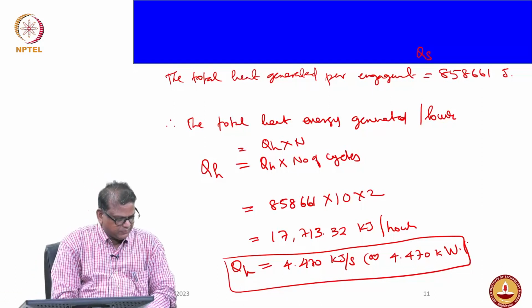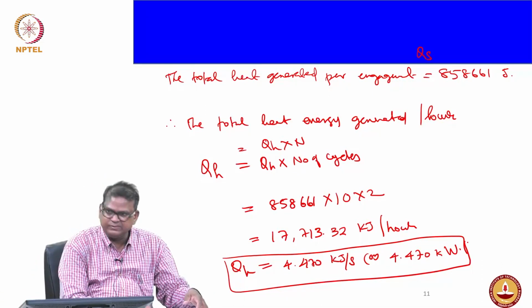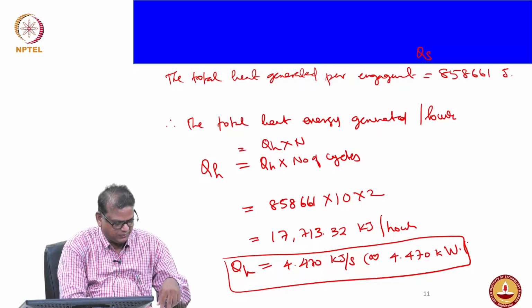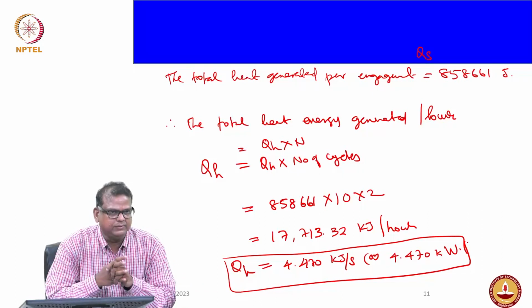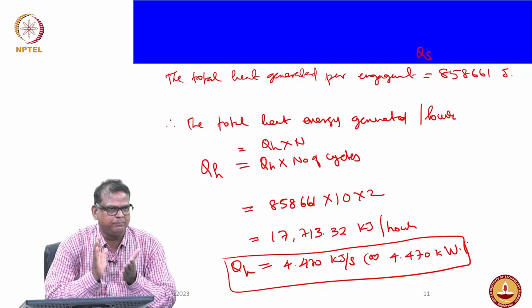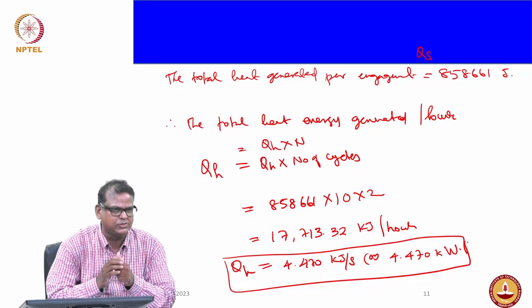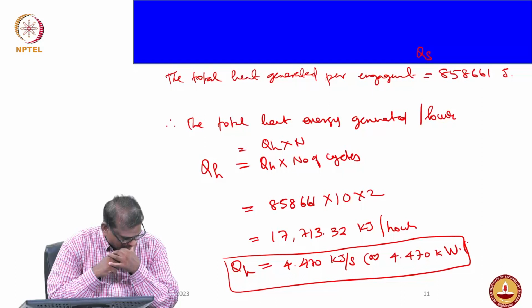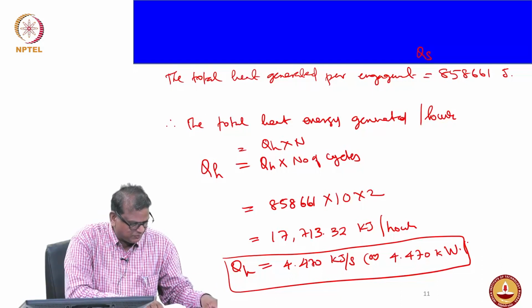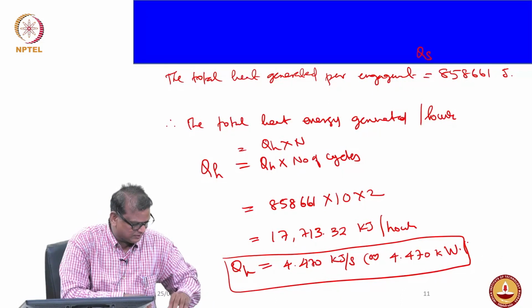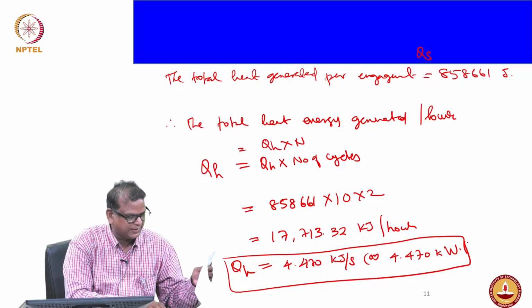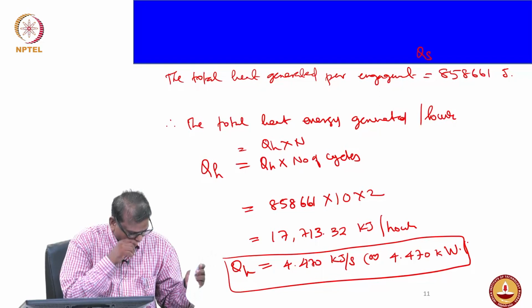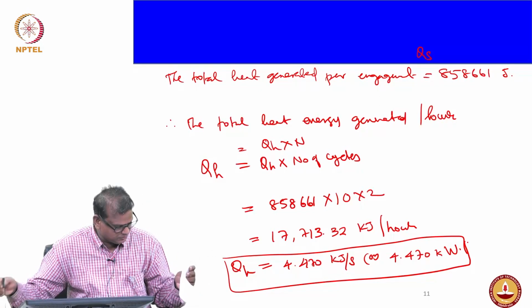So the question is, how are we going to verify it? Now we got the total heat generated for the entire clutch for 1 hour. But we don't know the other dimensions yet. So that's where we need to understand what exactly is happening.